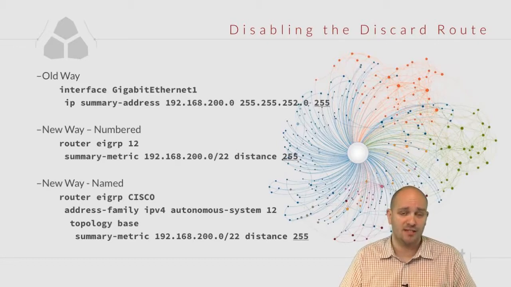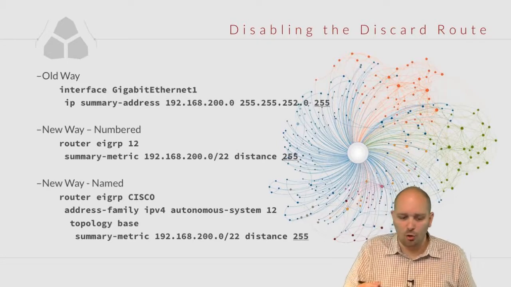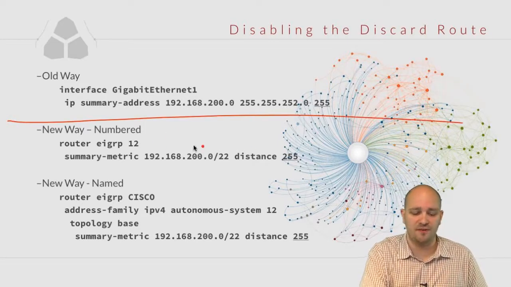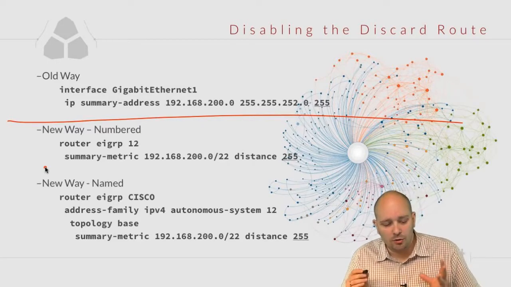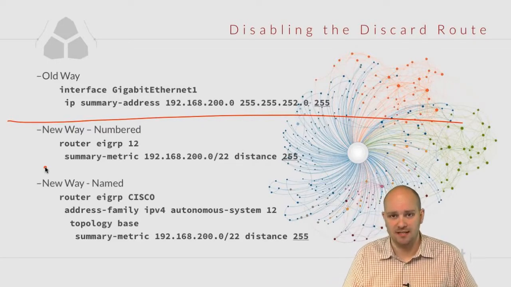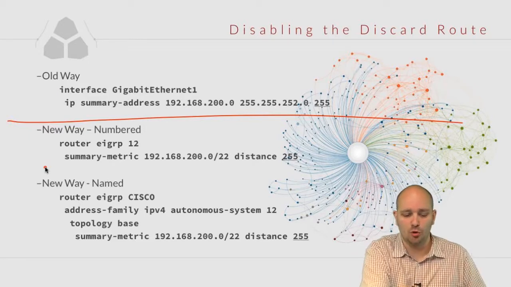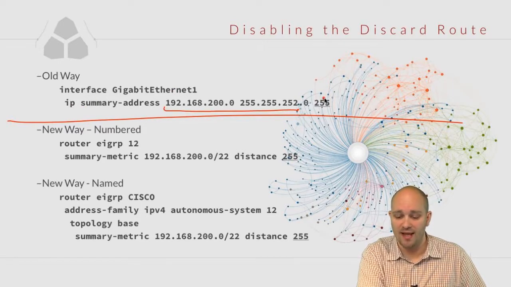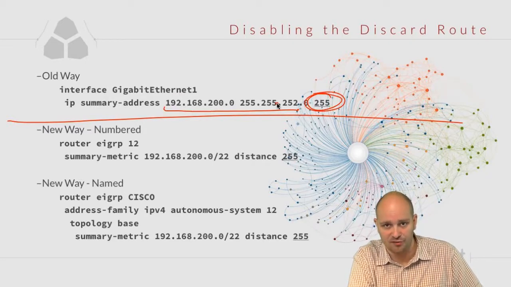But the important thing is to determine what kind of IOS you are running, because there is an old way to do it and there is a new way to do it. Prior to IOS 15, so this is the old way, the way to change the admin distance of the discard route or to disable it was to go under the interface where you have actually configured your summary address, create the summary, and then specify the admin distance at the end of the summary.